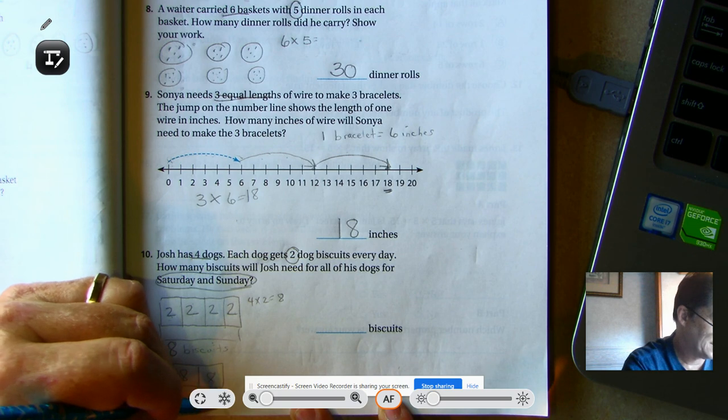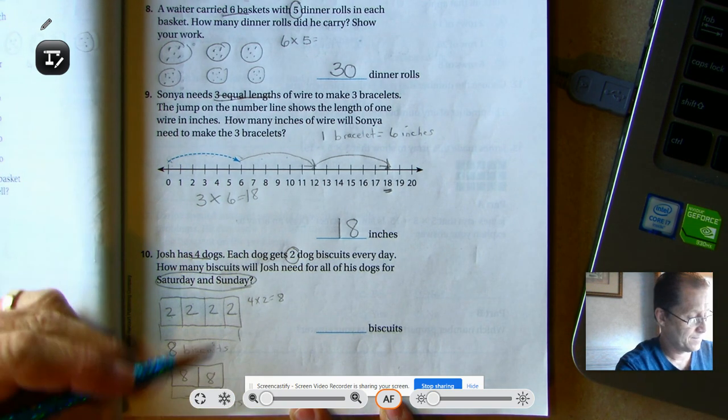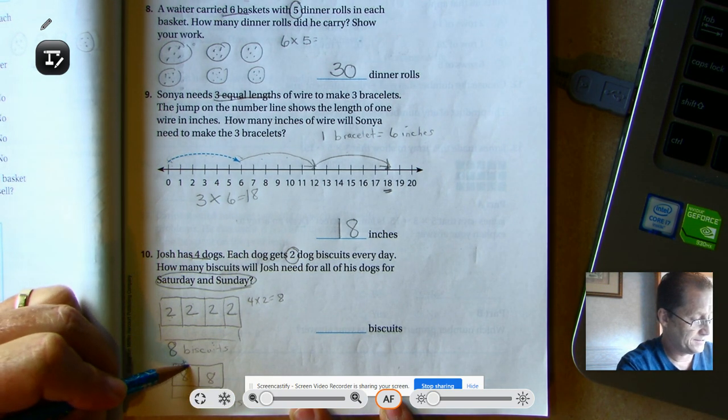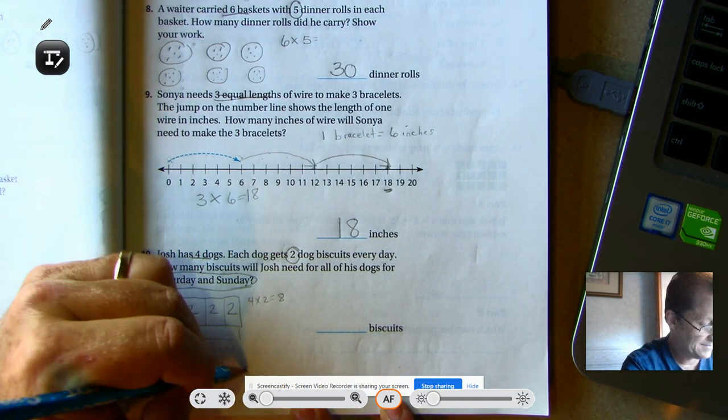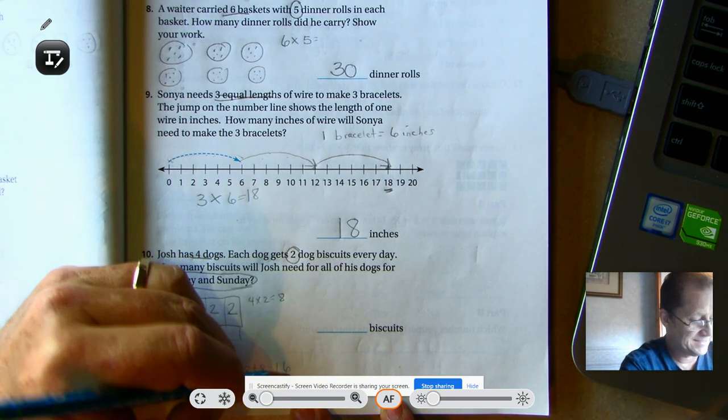So how many total biscuits? Again, 8 on Saturday, 8 on Sunday. So 8 plus 8, 16 biscuits.